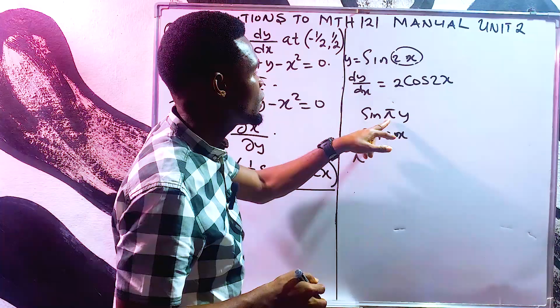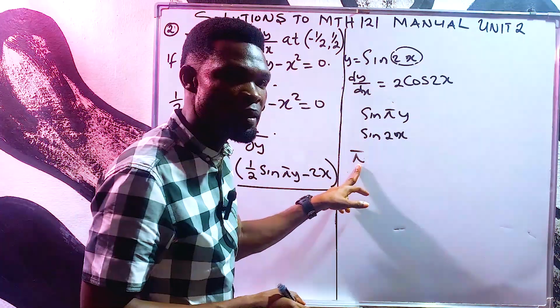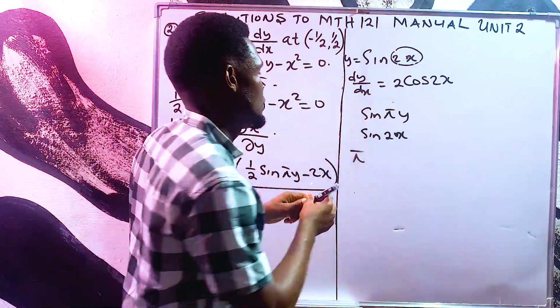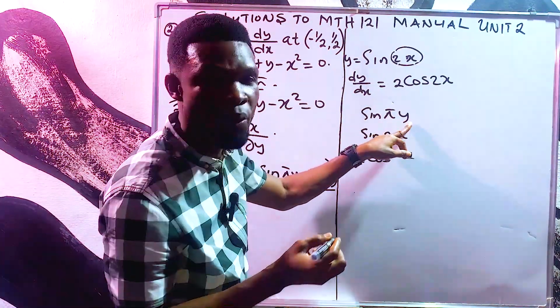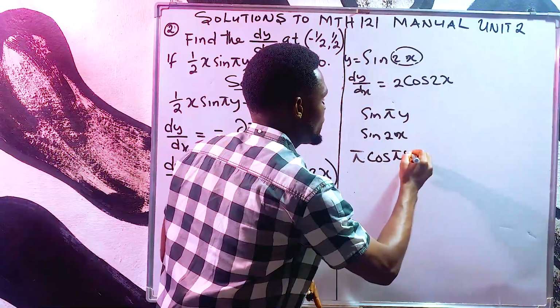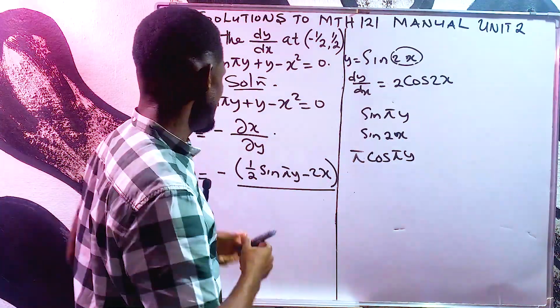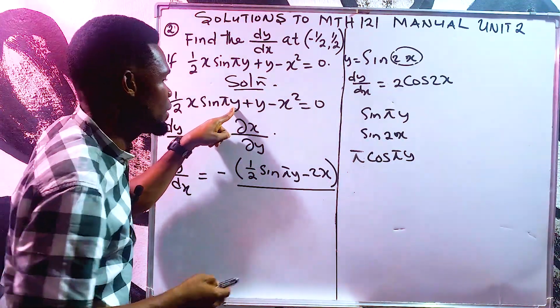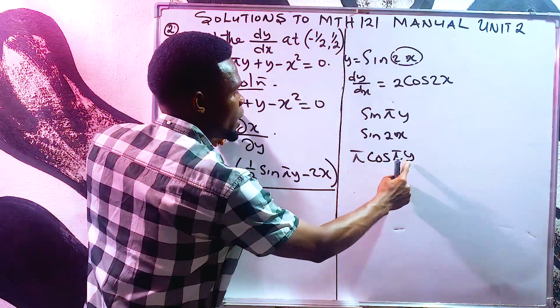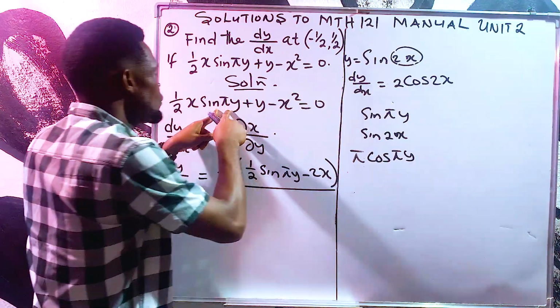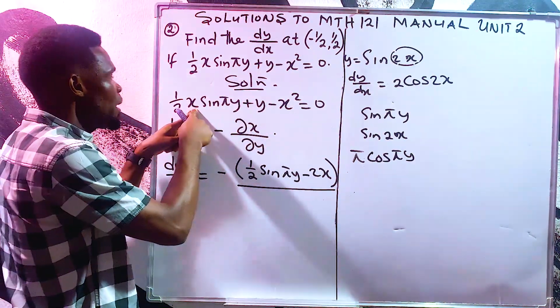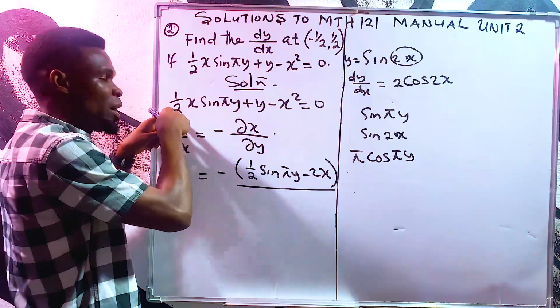Okay, so I've differentiated this. Look at the answer here. Now differentiate sine. You will have cos. Then repeat pi y. So look at it here, pi y. So the derivative of sine pi y is pi cos pi y. So having differentiated that, you now use it to multiply with x and multiply with half.